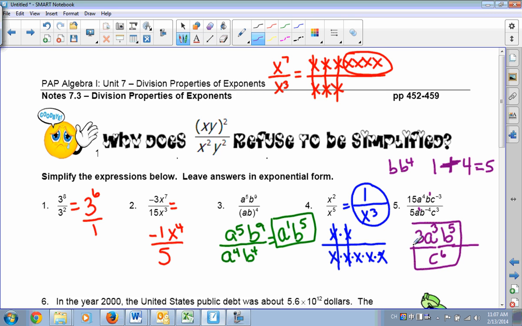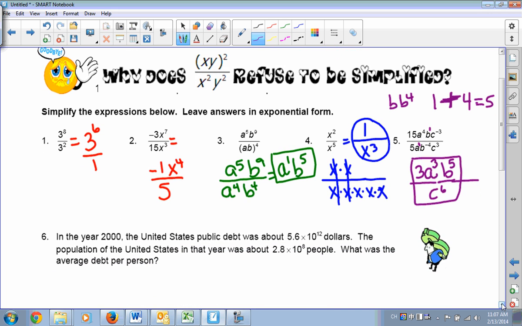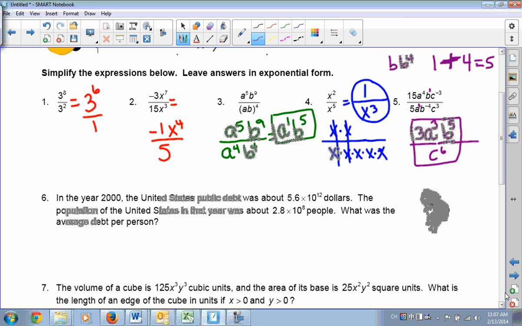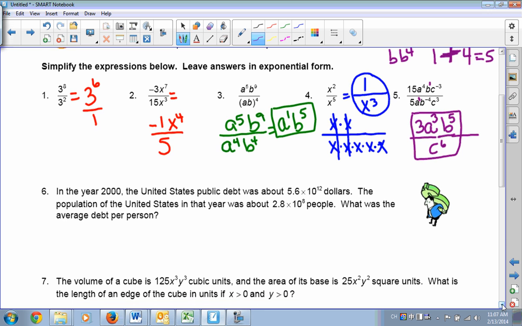Again, follow your rules and you'll be good. Okay, any questions so far? Let's see what time we get out of here. 45? 25. Okay, so we got to kind of move quickly.